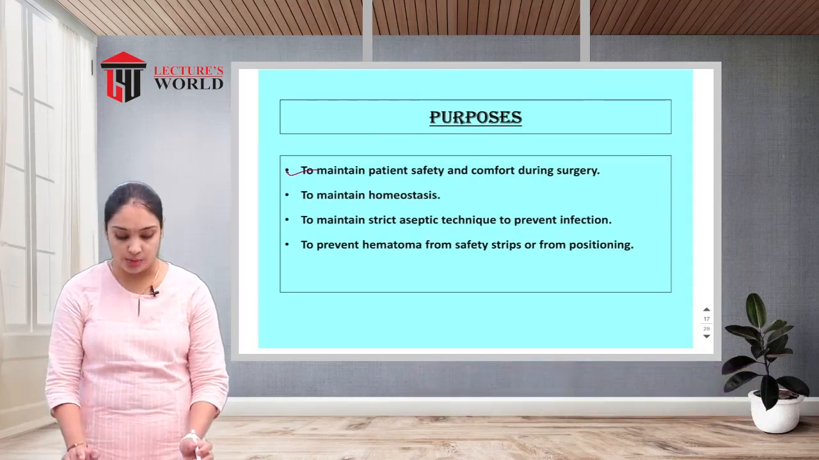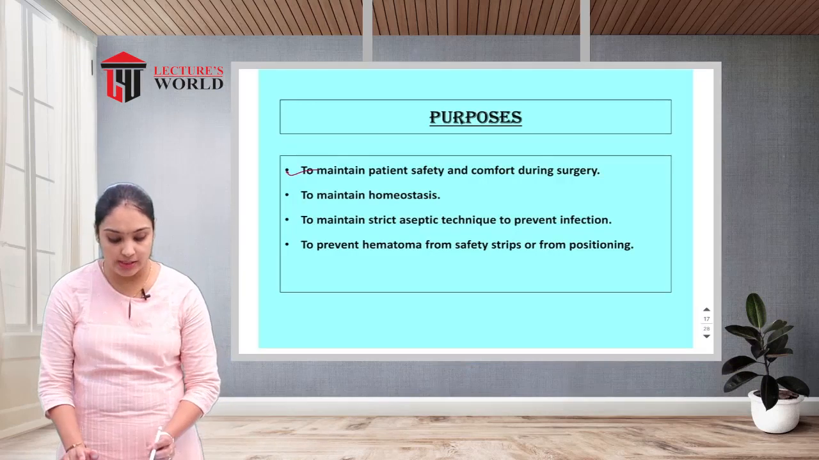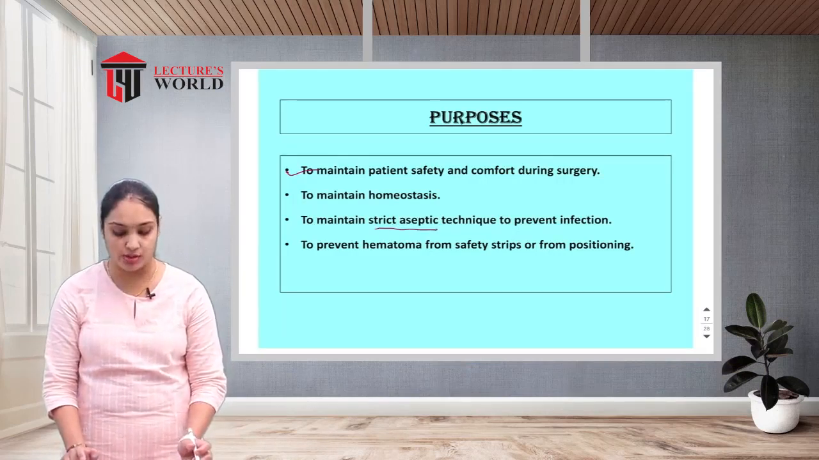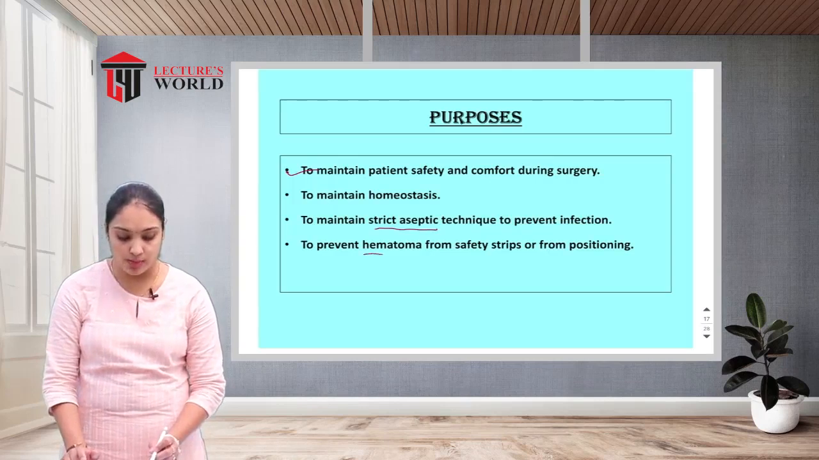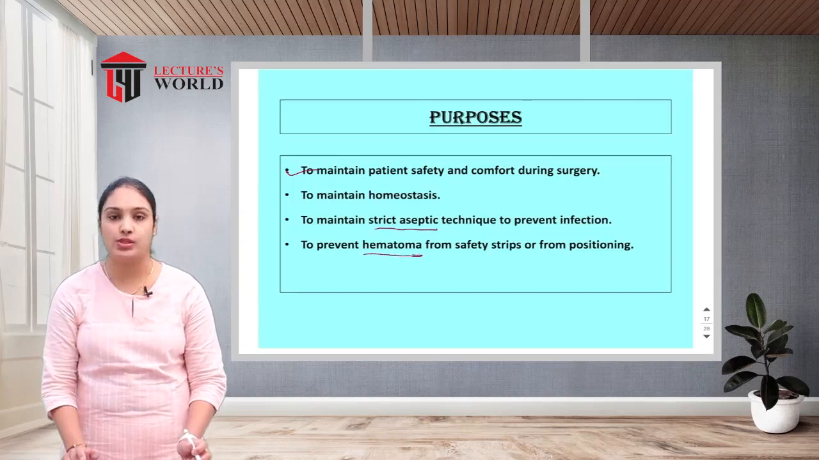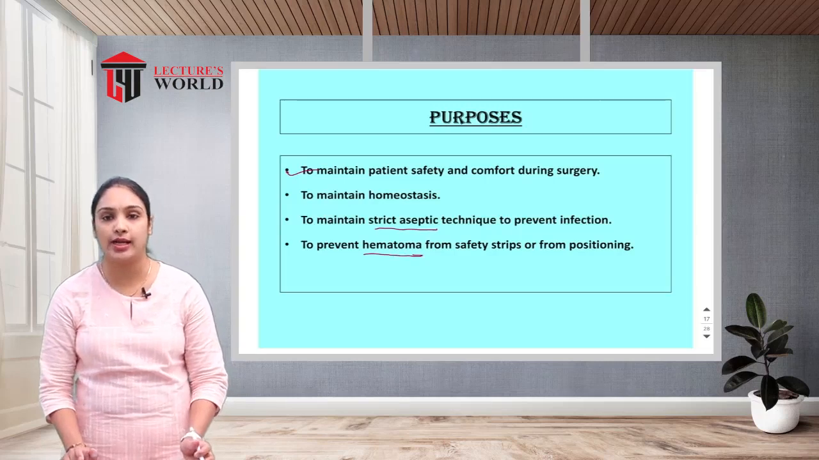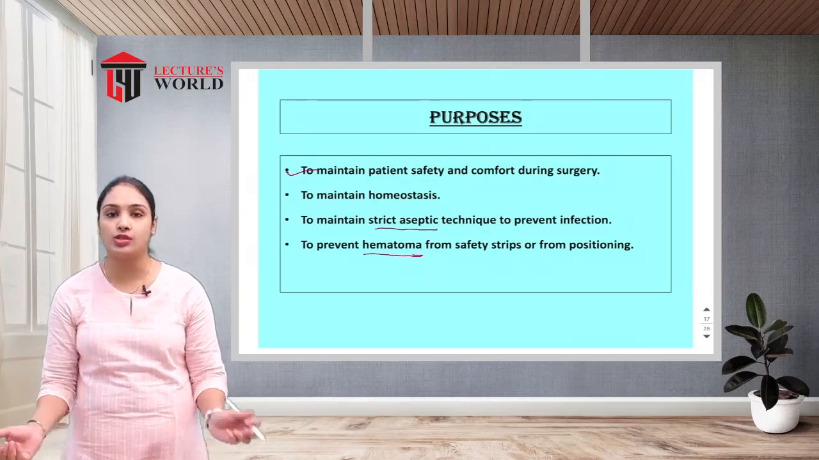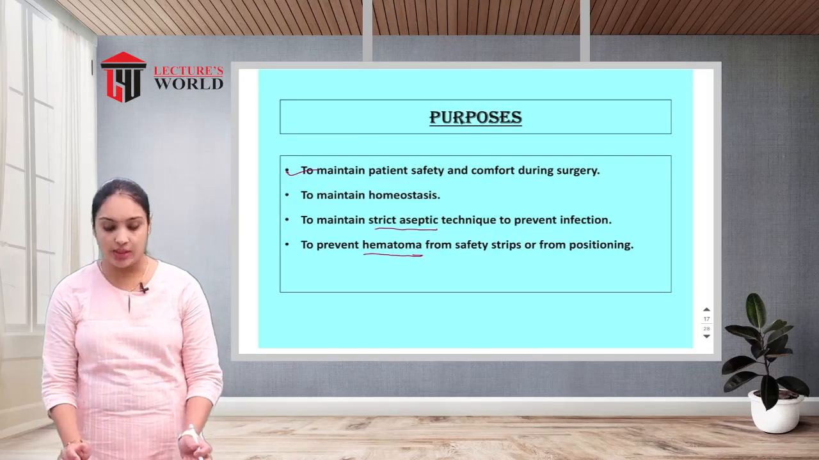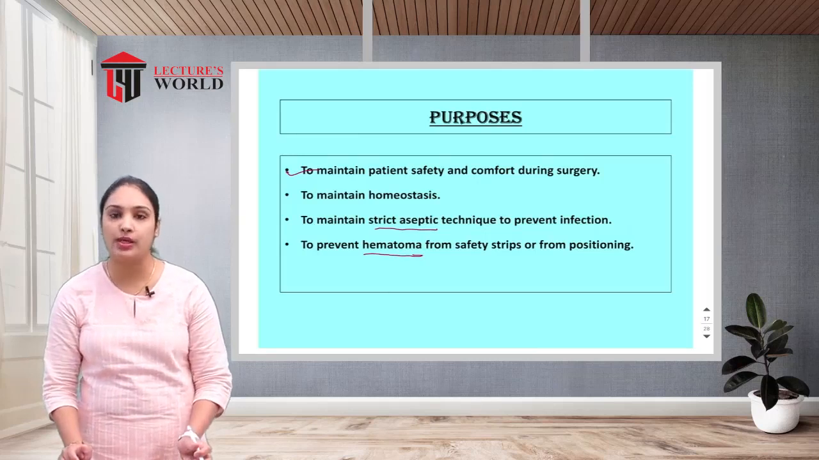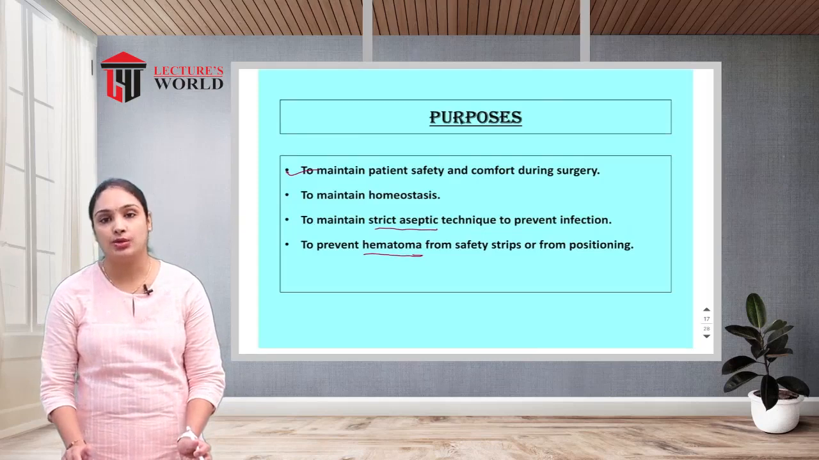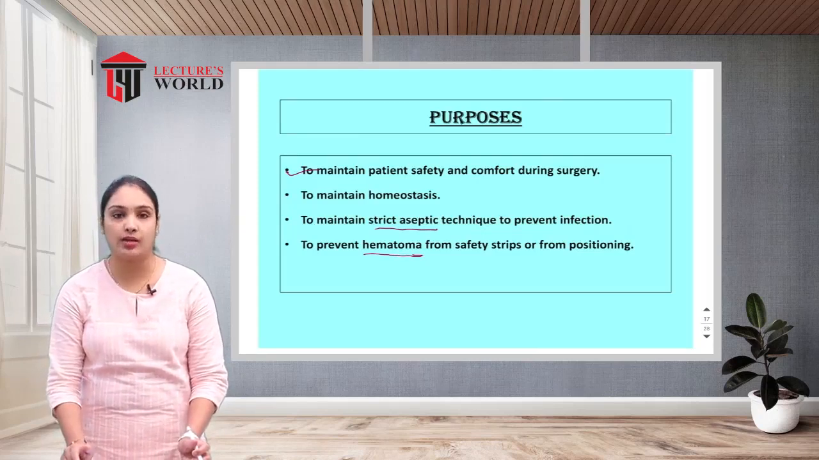To maintain homeostasis and balance, and to maintain strict aseptic technique, that is most important to prevent infection. To prevent hematoma from safety straps or positioning. Already I have told you that on the operation table there are two boards, mainly used for proper positioning of the hands of the patient. So we are strapping, and we are going to give the proper position to the patient. Compulsorily we have to observe that it should not be too tight, and we have to check for hematoma.